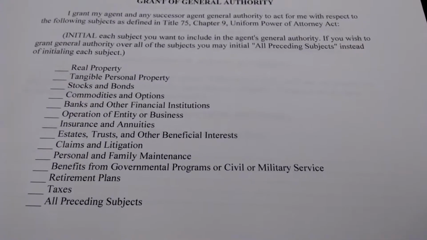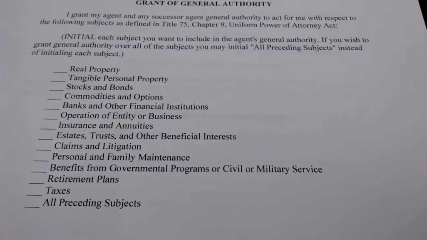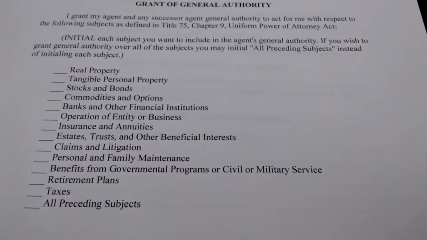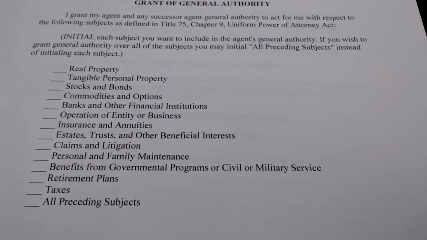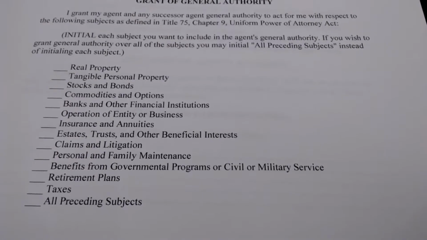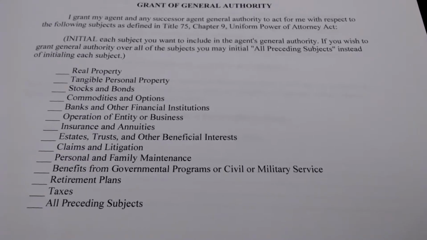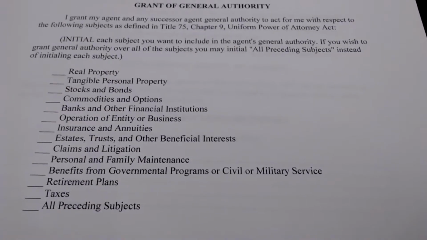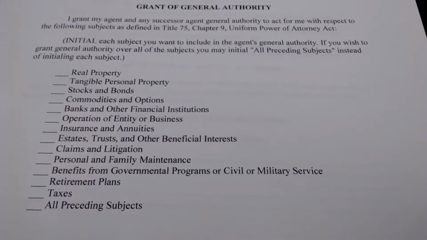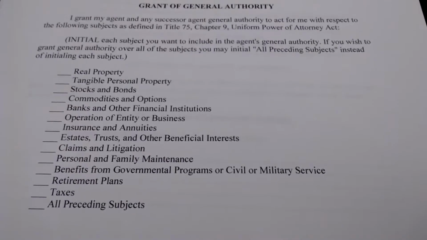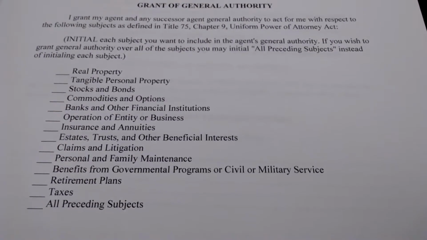By initialing there at the bottom where it says all preceding subjects, what you're really doing is you're bypassing any kind of powers that might be included in a court-ordered conservatorship. So if you're filling this out for estate planning purposes and you're worried about potentially losing capacity down the road, this all preceding subjects is what you're going to want to initial.